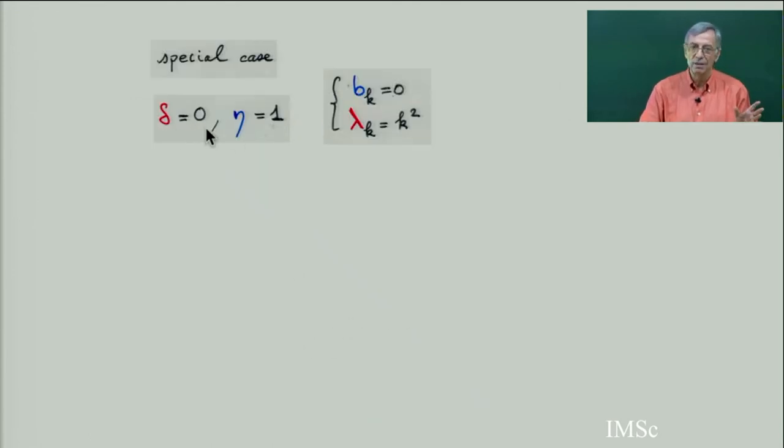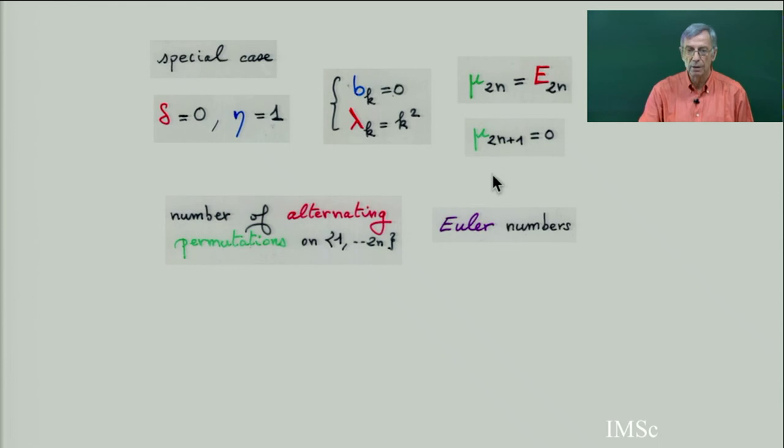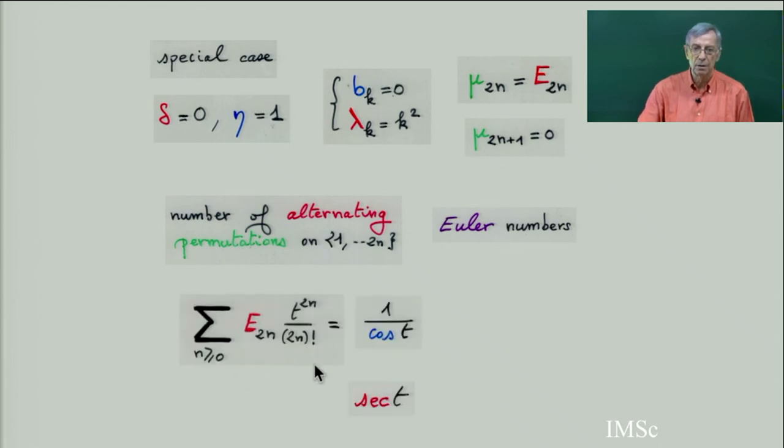In this special case, delta equals 0, eta equals 1, which means b_k equals 0, lambda_k equals k squared. And then what I get is permutations with no double rise and no double descent, with an even number of elements. So it's the number of alternating permutations. This is the Euler number, with generating function the secant numbers. So this is exactly the special case.